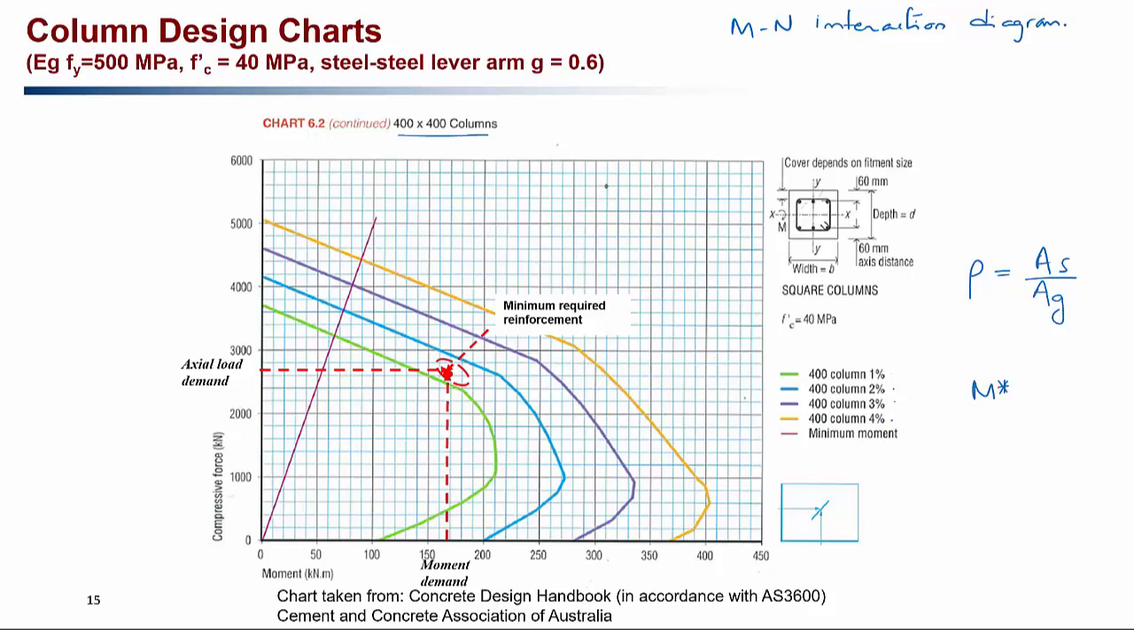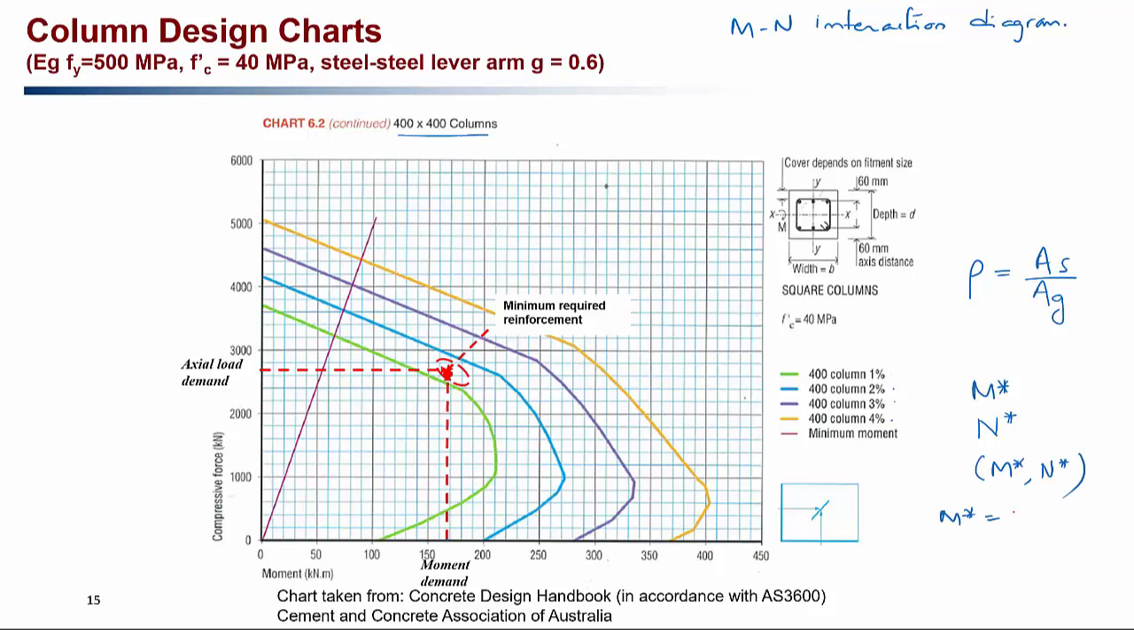So that is M star. We need to find out, using the load combinations and the loads acting on the column, the maximum vertical load acting on the column, M star and N star. So first we have to find out these values using the load combinations.